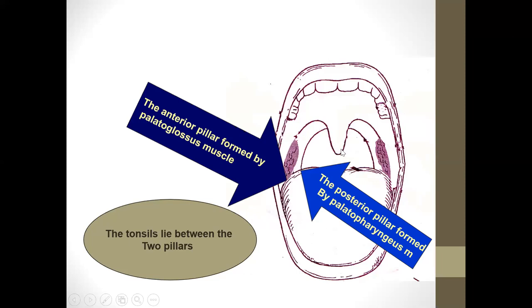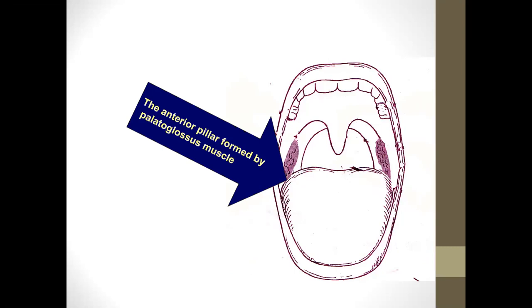The interval between the two anterior pillars or the palatoglossus muscles is called the oropharyngeal isthmus. It is what separates the mouth from the oropharynx.